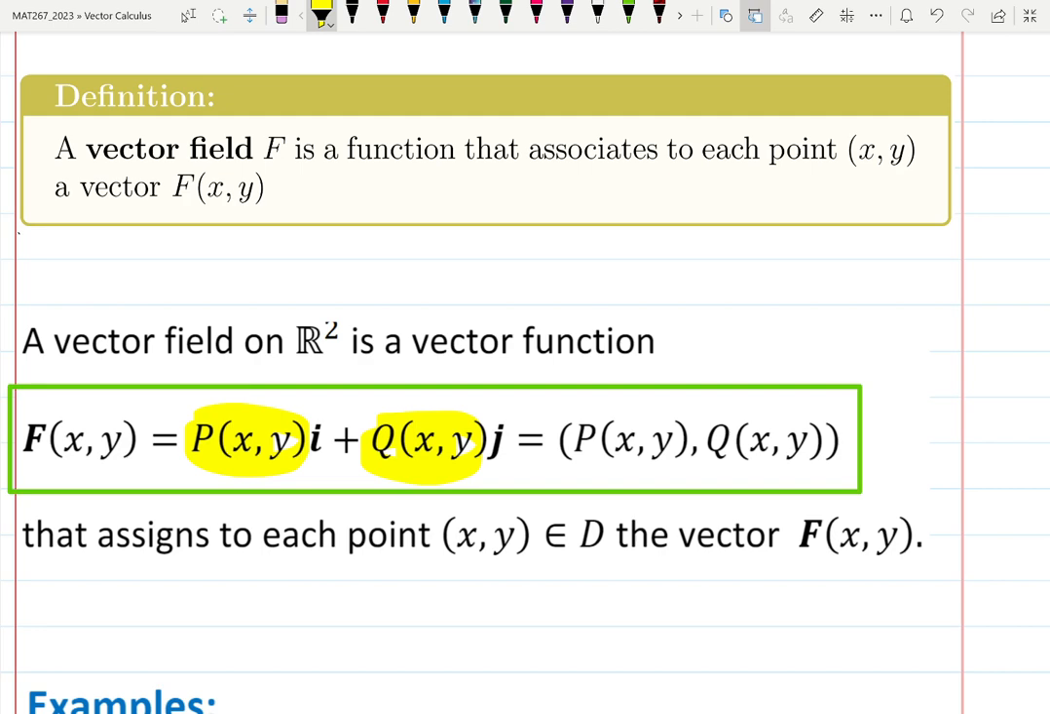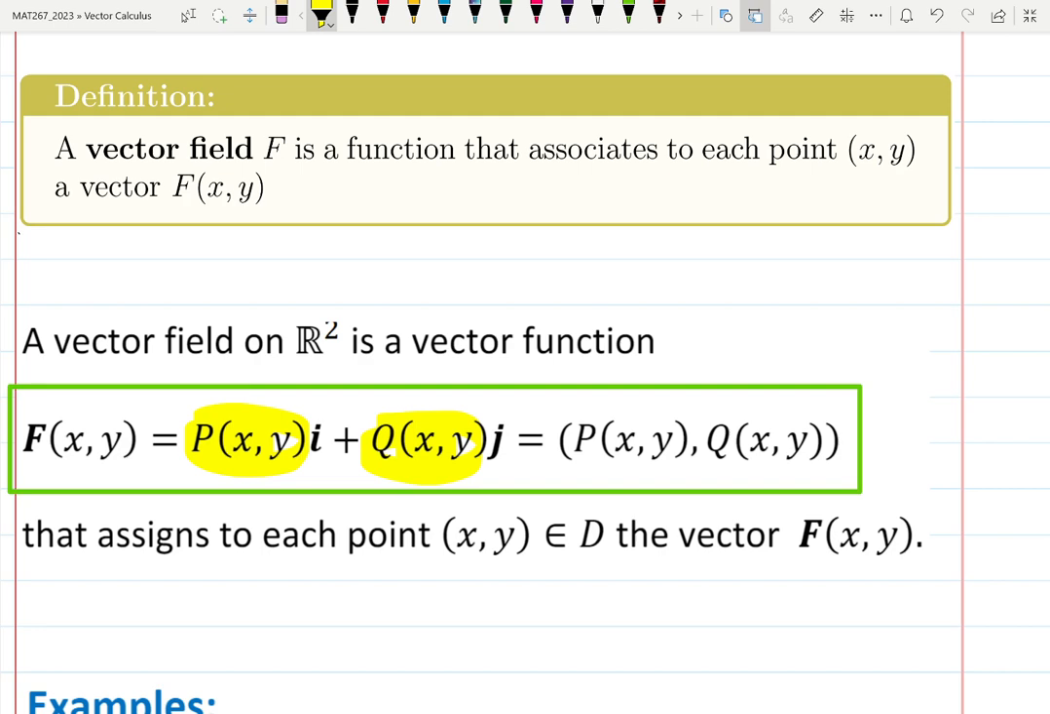So in Ukraine, we had Math Analysis 1, 2, 3. So that's when we learned it. But this is a very famous formula. F equals Pi plus Qj assigns to each point (x, y) from D the vector F. So from 2D to 3D and so on.